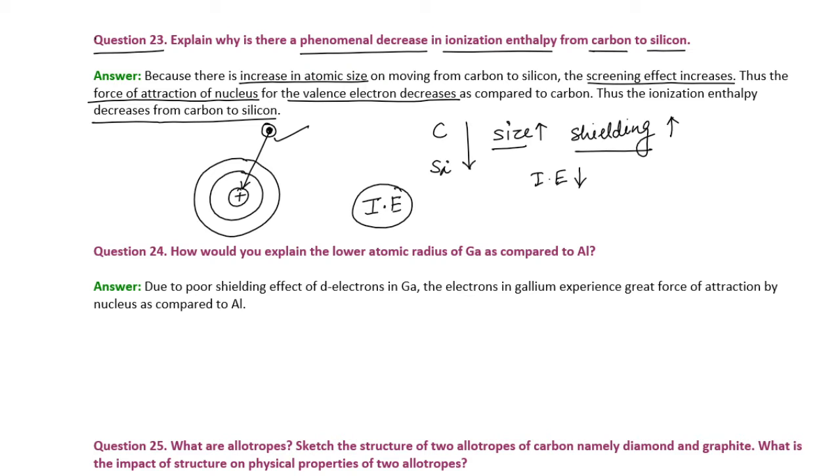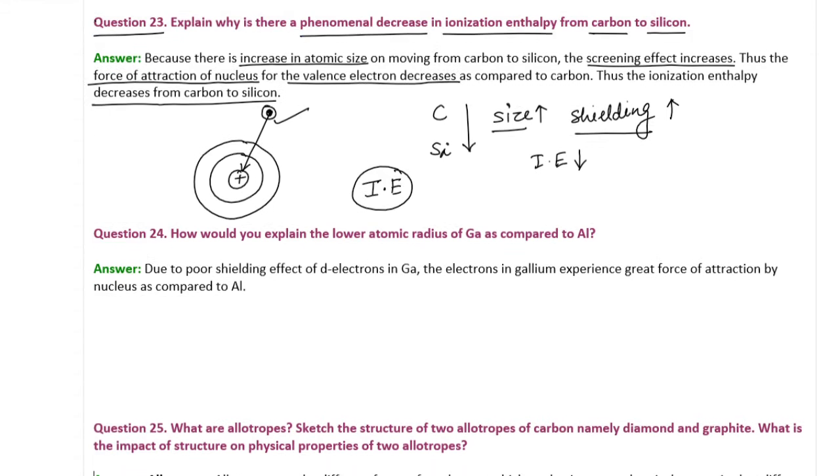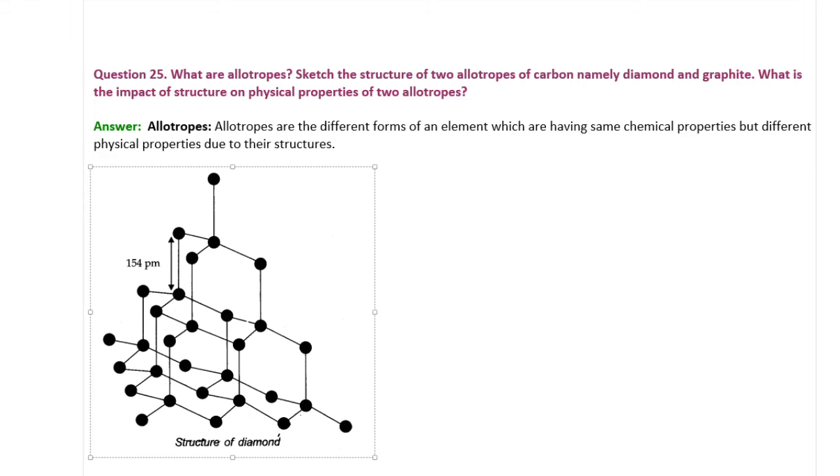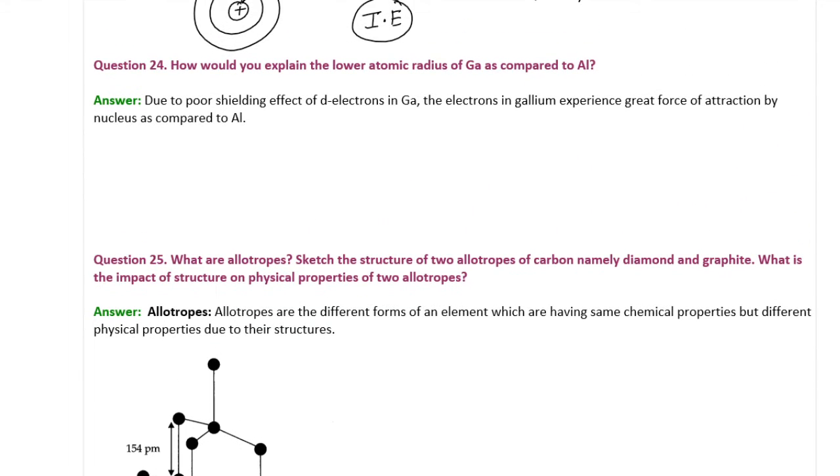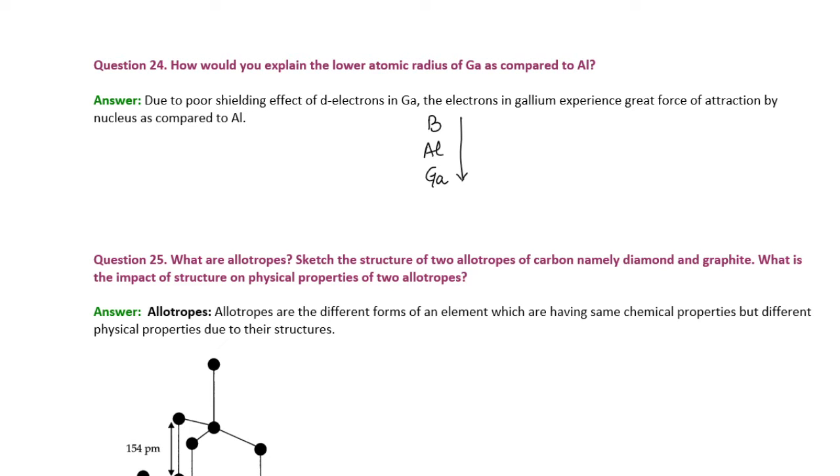Now question number 24: how would you explain the lower atomic radius of gallium as compared to aluminium? So see, when we go from boron to aluminium to gallium, in a regular trend there should be an increase in size. But see, the size of gallium is smaller than aluminium.